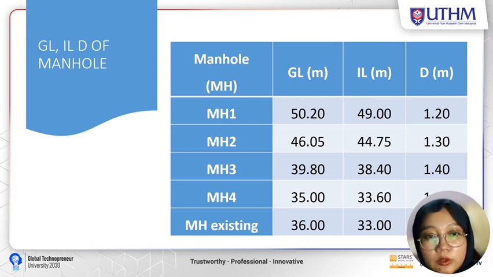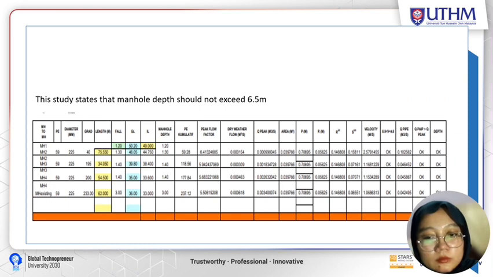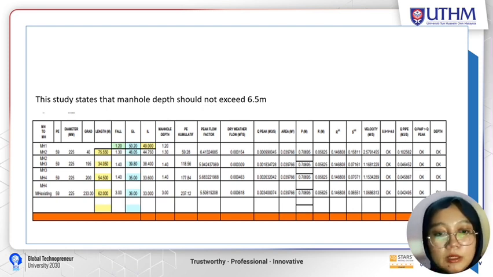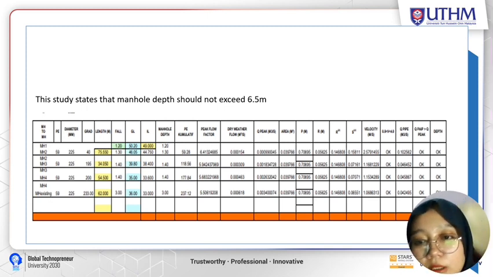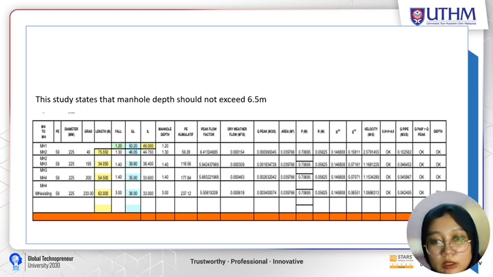For this proposed layout plan, we have 5 manholes including the existing manhole. The 4 proposed manholes are manhole 1, manhole 2, manhole 3 and manhole 4. This study states that manhole depth should not exceed 6.5 meter. As you can see from the Excel calculation for our group, our manhole depth is in the range of 1.2 meter to 3 meters. So our manhole depth is allowable, and the depth is acceptable.